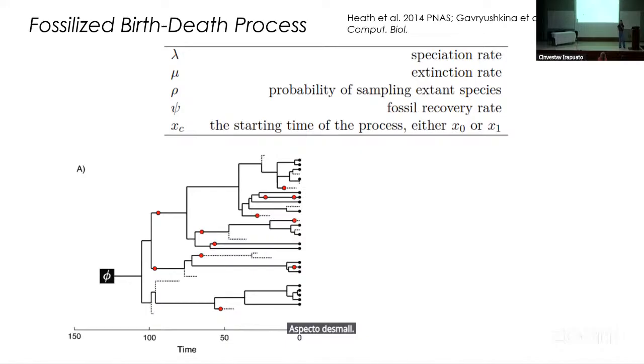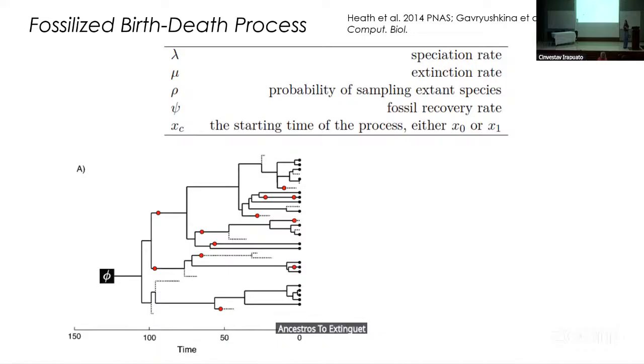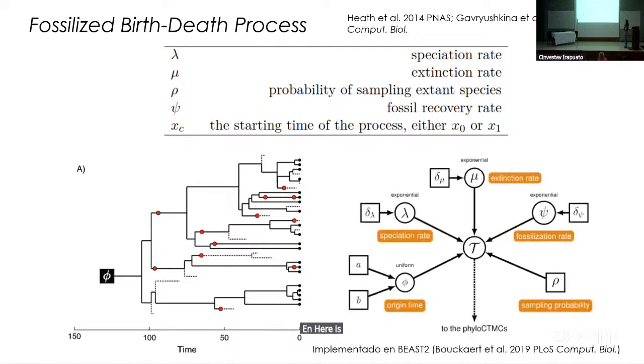Here we have an example of a phylogenetic tree, and all these red circles represent fossils. This is a representation of what happened in reality. We can sample fossils from the fossil record, and we can see that some of them are ancestors to living lineages, but some of them are ancestors to extinct lineages. This is another important aspect to consider. Not all the fossils that we find in the fossil record are actually ancestors of living species, okay? And here is a graphical model.